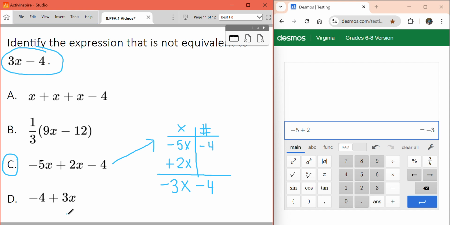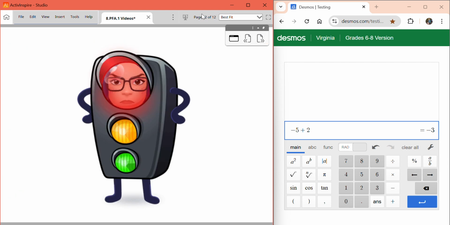But let's talk about D for a second. D looks a little bit different than 3x minus 4, but that's just because they took the 2 terms from the original thing and switched them around. Okay, there's a name for that. It's actually called the commutative property, but you are allowed to do that and it doesn't change anything about the expression. So A was equivalent, B was equivalent, D was equivalent, C is our answer. And that means we are done.